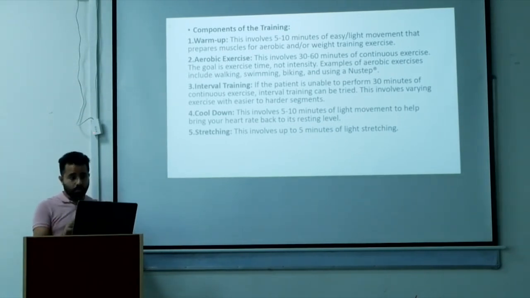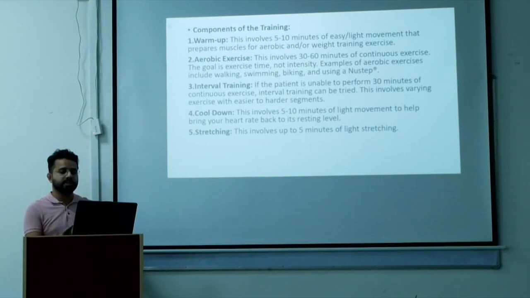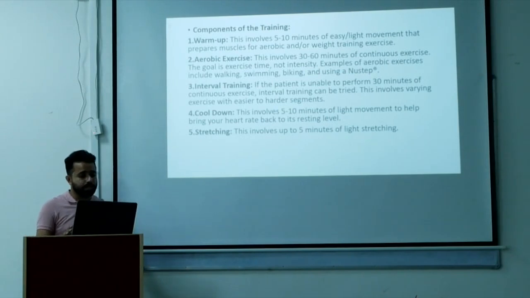Aerobic exercise involves 30 to 60 minutes of continuous exercise. The goal of this exercise is time, not the intensity. Examples of aerobic exercise include walking, swimming, biking, or using a stair stepper. Interval training: if the patient is able to perform 30 minutes of regular exercise, interval training can be tried. This involves varying exercise from easier to harder. Cool down also 5 to 10 minutes of light movement helps to bring your heart rate back to the resting level. Then stretching, 5 minutes.